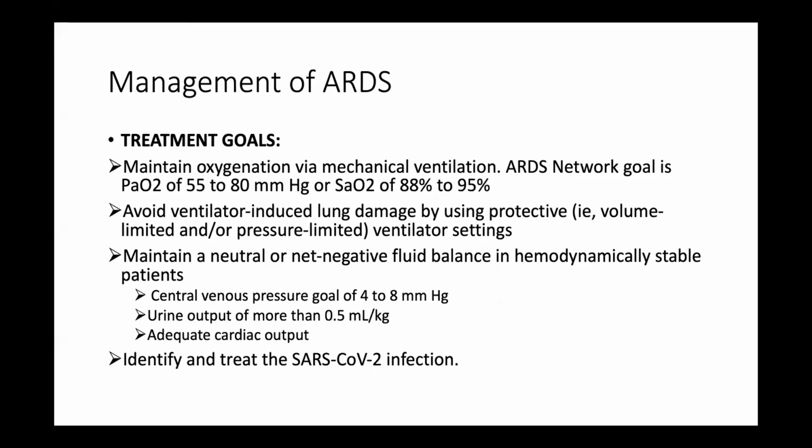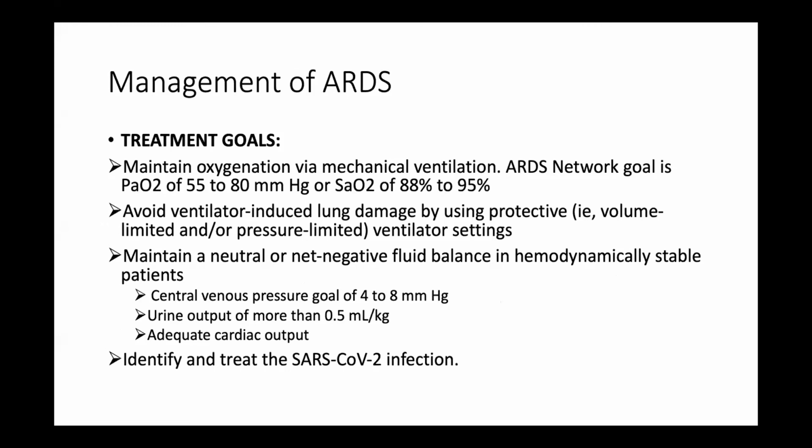So how will you manage acute respiratory distress syndrome? These are the treatment goals: maintain oxygenation while on mechanical ventilation. The Acute Respiratory Distress Syndrome Network goal is keeping the partial pressure of oxygen between 55 to 80 mm of Hg or saturation between 88 to 95%.